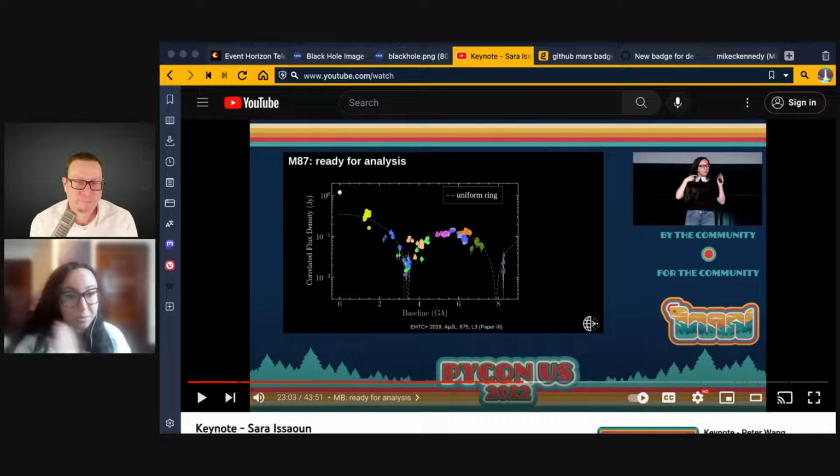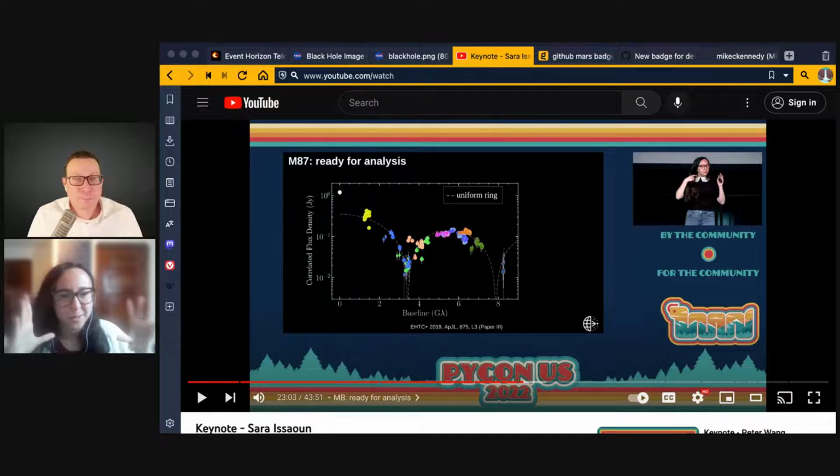This is before anyone made any image, by the way. It was in May 2018 when we finished the very first run of the full pipeline in data calibration. And this was the endpoint, this plot. What this plot shows is, on the y-axis, the flux density, which is basically the brightness of signal seen by pairs of telescopes. And on the x-axis, there's baseline length, which tells us the separation between pairs of telescopes.